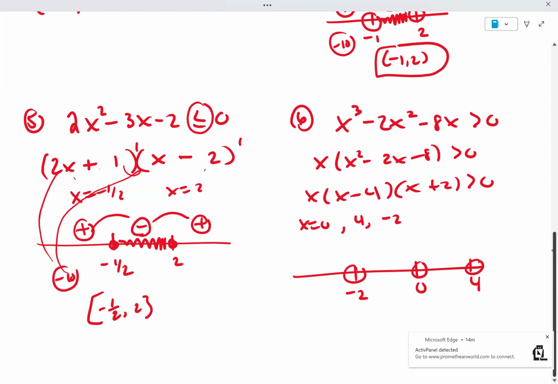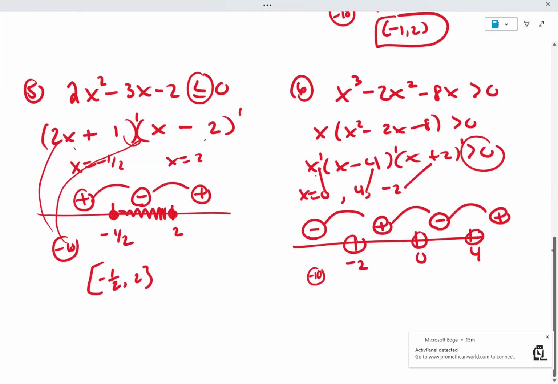All right, let me pick -10, no surprise. Put this in up to here. It's a -10 times a -14 times a -8. And an odd number of negatives multiplied is a negative. But guys, as a shortcut, because of all of these powers being odd, from those critical points, the number line will alternate. Negative, positive, negative, positive. I'm answering the question of where it's greater than 0. So where is the number line positive? -2 to 0, and then from 4 to infinity.